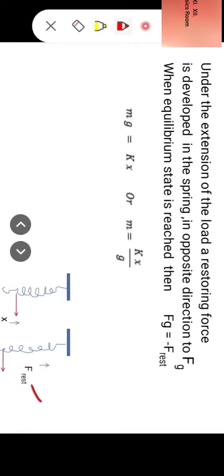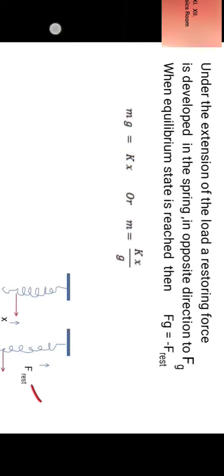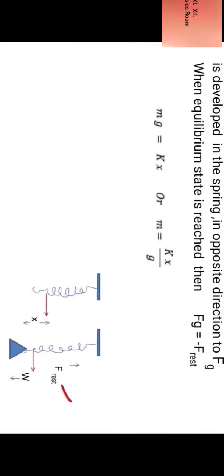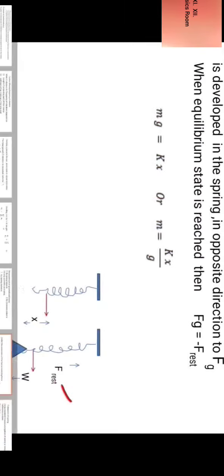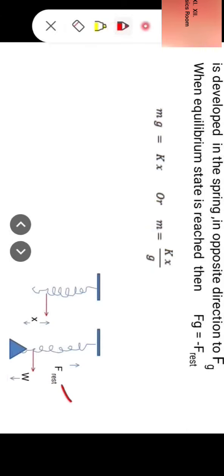A restoring force is developed in the spring in the opposite direction to Fg. Fg means W. W means mg. So in the opposite direction to the load applied, a restoring force is developed in the spring, which restores it to its initial position on removal of the load.